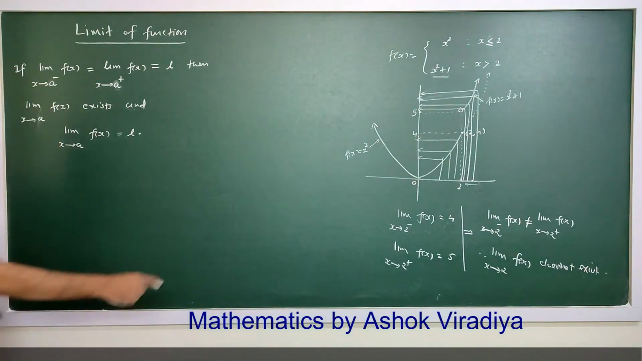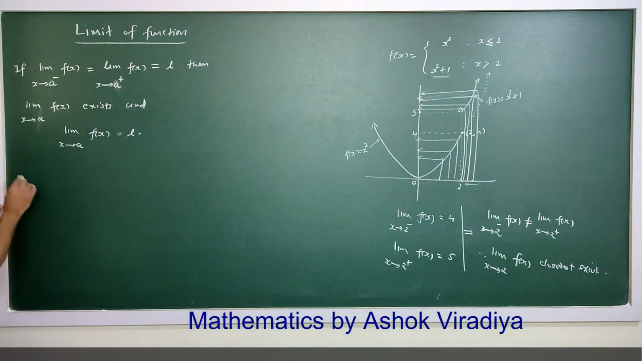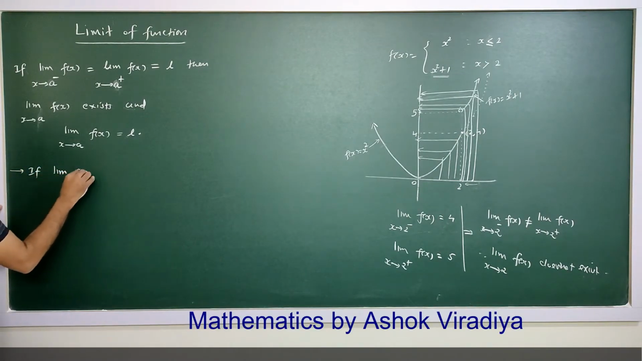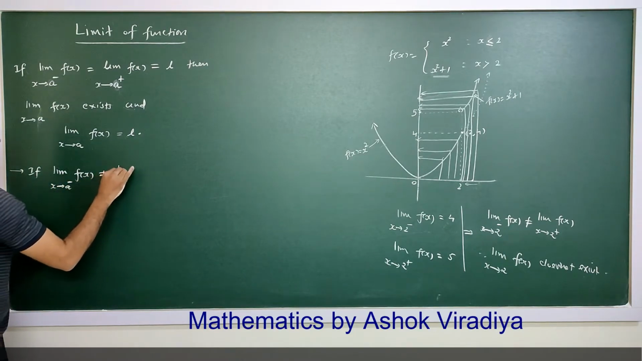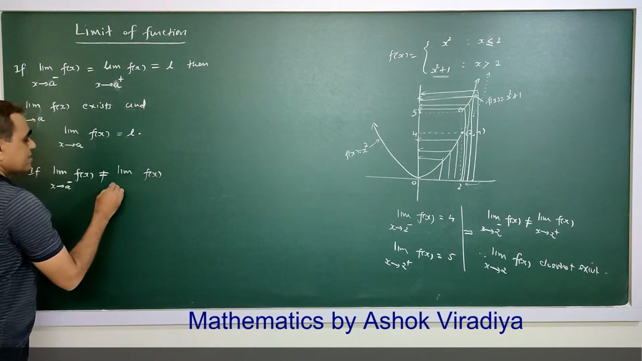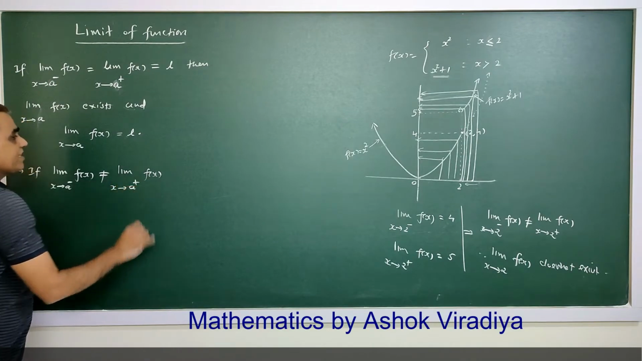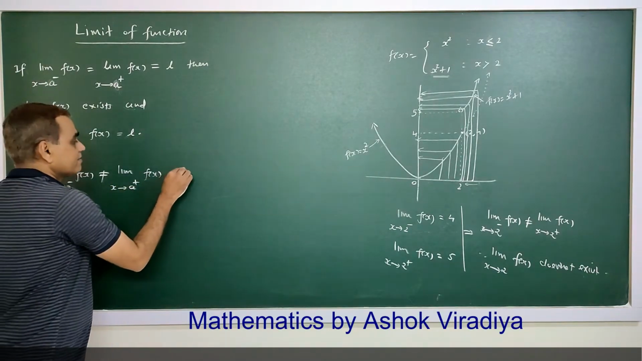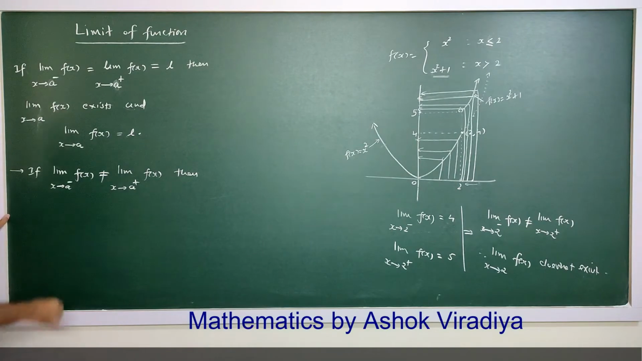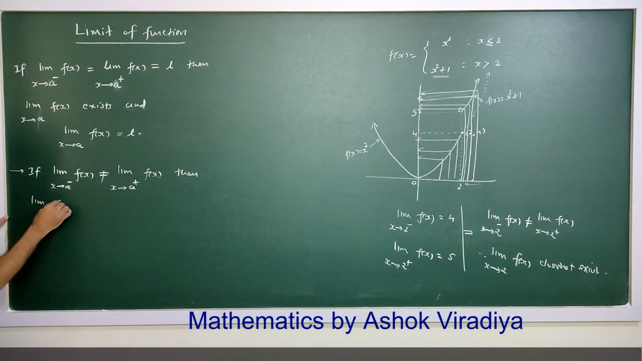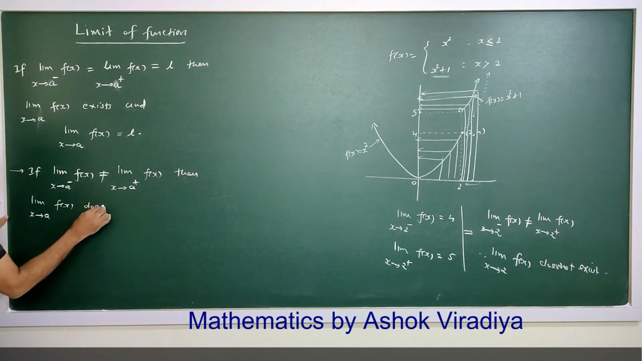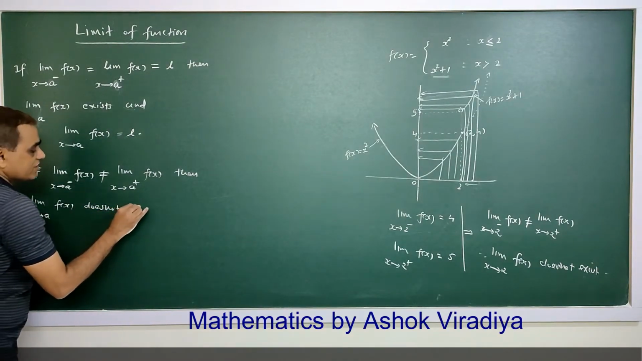So the statement for this example: if the limit of f(x) as x tends to a from the left is not equal to the limit of f(x) as x tends to a from the right side, then we say the limit of f(x) as x tends to a does not exist.